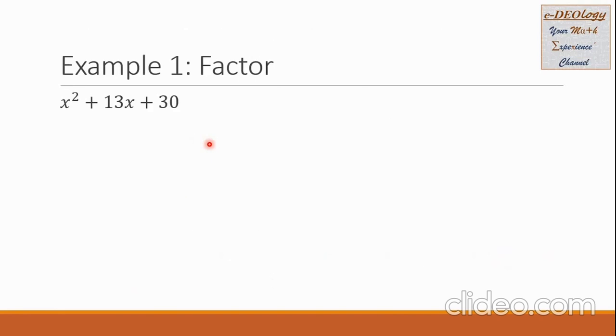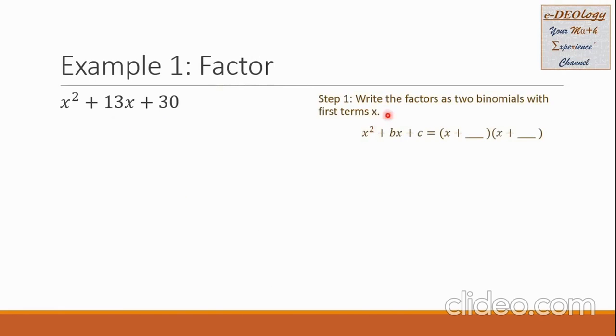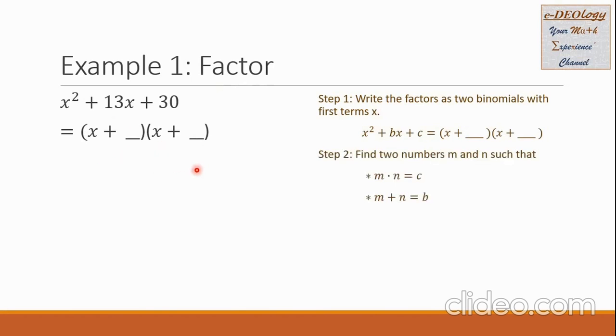Let us have some examples. Example 1. Factor the trinomial x squared plus 13x plus 30. Step 1 says, let us write the factors as two binomials with first terms x. So I wrote like this, x plus blank and then x plus blank. In step 2, let us find two numbers m and n such that the product of these two numbers is equal to c and the sum of these two numbers is equal to b.